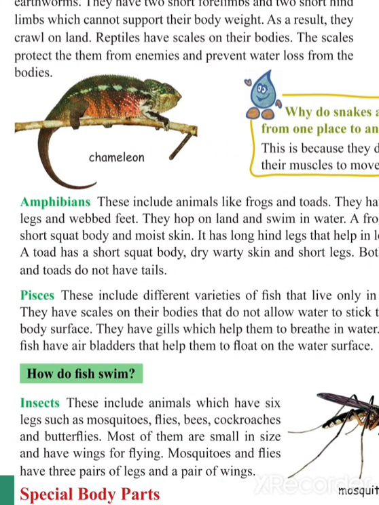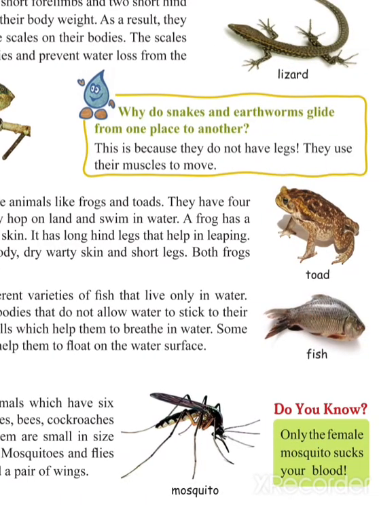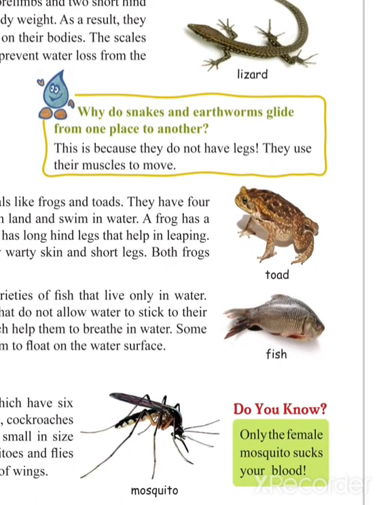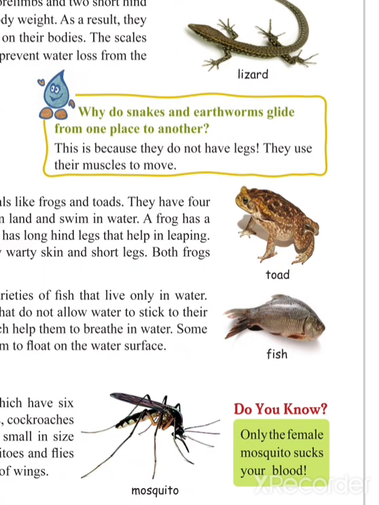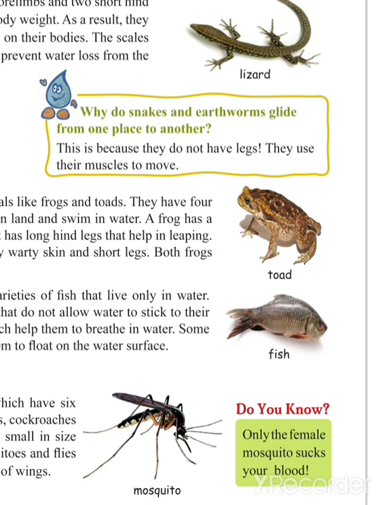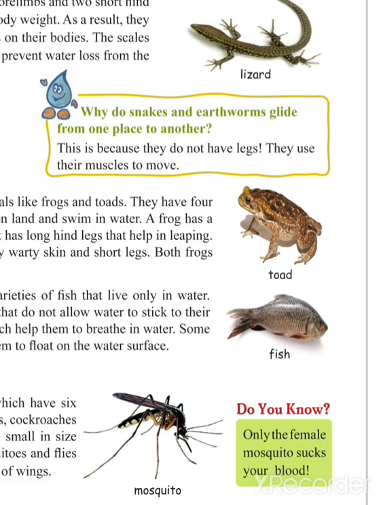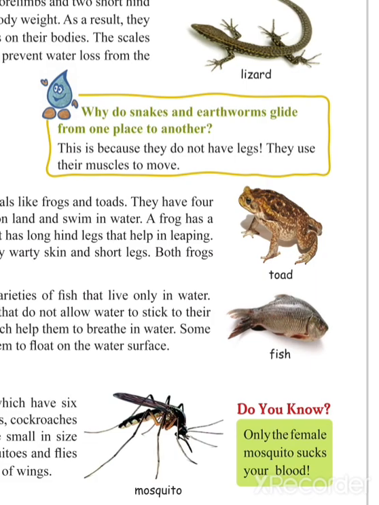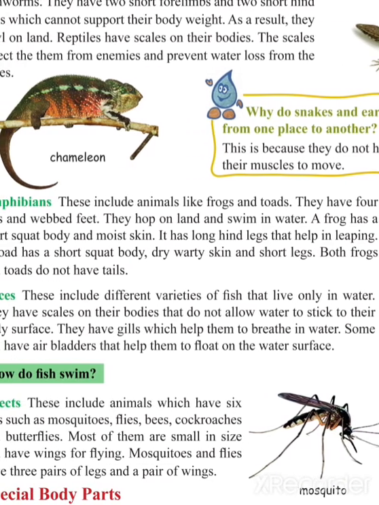The next one is amphibians. Amphibians are the animals like frogs and toads. They have four legs, two front side and two back side. The legs are webbed foot. Webbed foot means all the fingers are connected with a small skin which help them to move and swim in the water and hop on the land.